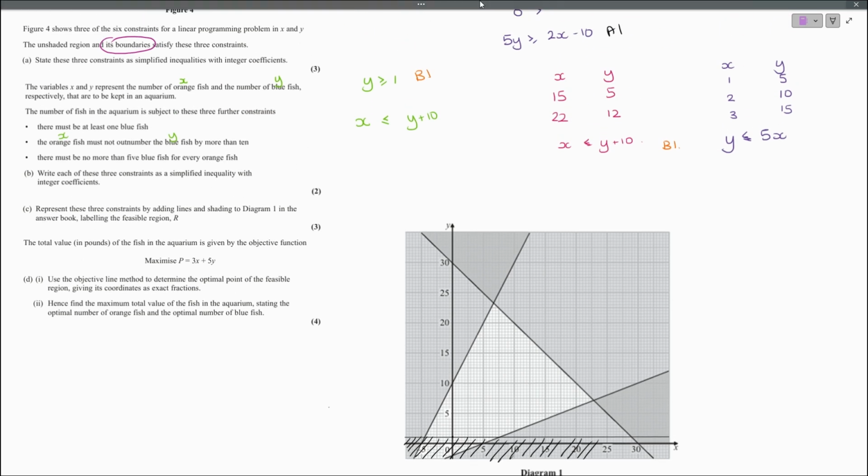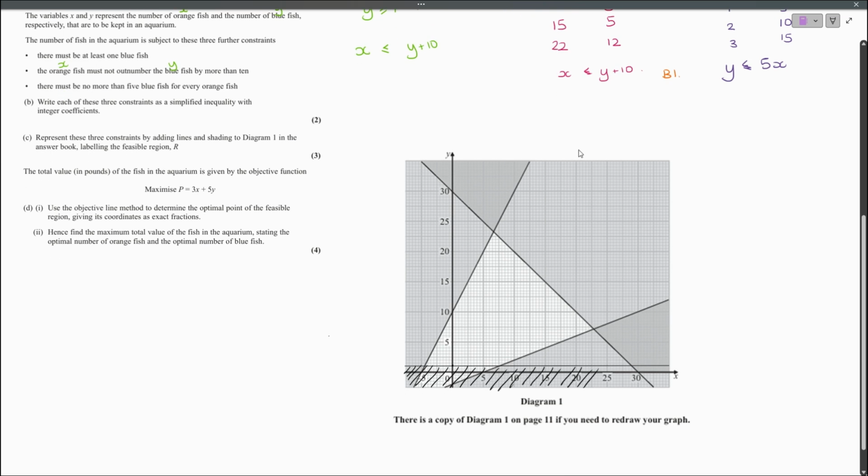I'm going to draw my next line that I found. X is less than or equal to y plus 10. So I'm going to draw a line x is equal to y plus 10. I'm going to rearrange it. I'm going to draw y is equal to x subtract 10. This is really important because we're really familiar with lines of the form y equals mx plus c. So I know that my y-intercept is going to be negative 10. This is going to have gradient 1.